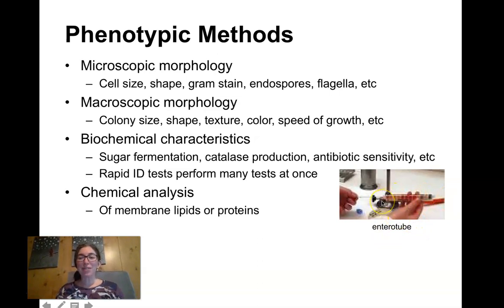So it's pretty cool because it's basically like inoculating 12 petri dishes at once and reading them all at once. So those are pretty neat, and they're very convenient. It's a convenient way to assay several sugars or several biochemical characteristics at once. You can also do chemical analysis of the makeup of the bacteria, but this also takes some fancy chemistry that's not always available.